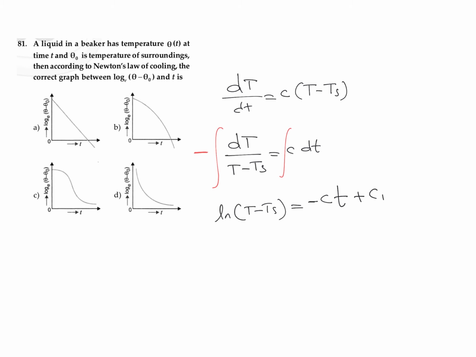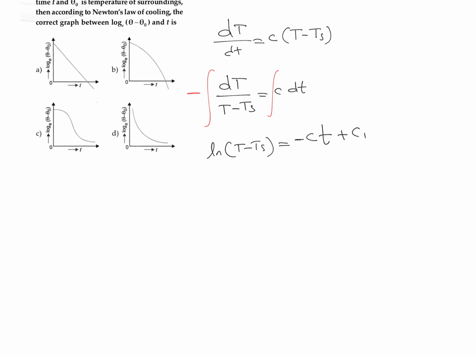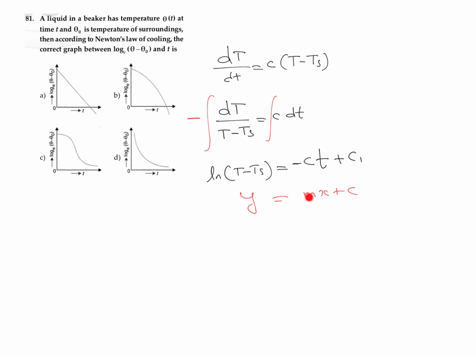So if you are drawing the graph between ln of (T minus Ts) and t, the equation is something like y is equal to mx plus c. So the graph is going to be a straight line with the slope over here being negative. So we can write the graph will be a straight line with a negative slope. So the shape of the graph will be something like this, between ln of temperature of object minus temperature of surrounding, which in this question is represented by theta and theta naught, and time.